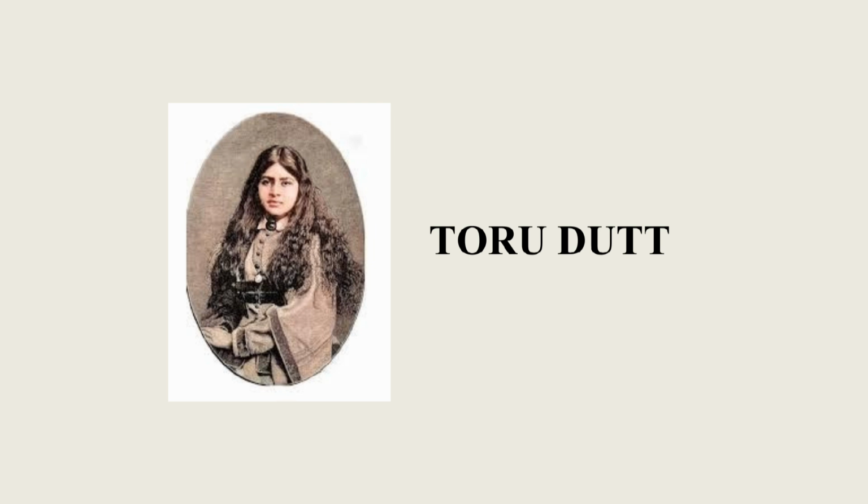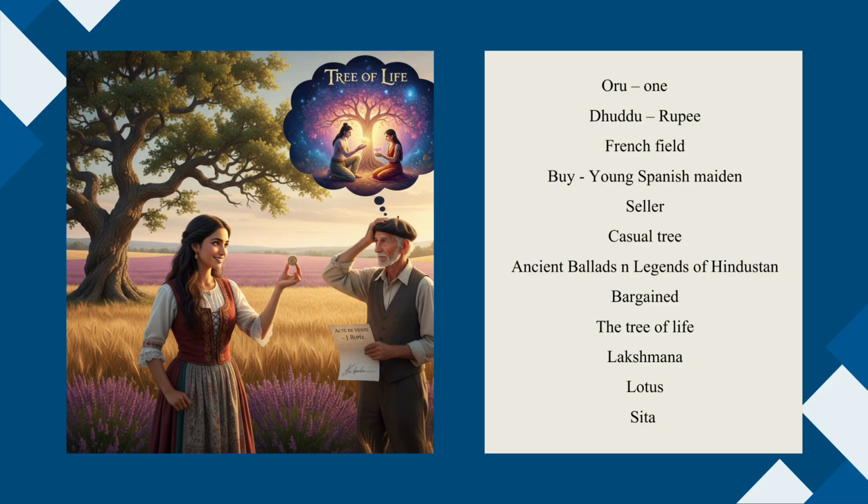First, let's remember the name Toru Dutt in a way that connects with the story. In Malayalam and Tamil, the word Oru means one. In Tamil, Telugu and Kannada, the word Duttu means money, which is rupees in India, right? So, I'm relating Oru with Toru and Duddu with Dutt, so that you will be able to remember Toru Dutt as 1 rupee. Now let's begin the story.